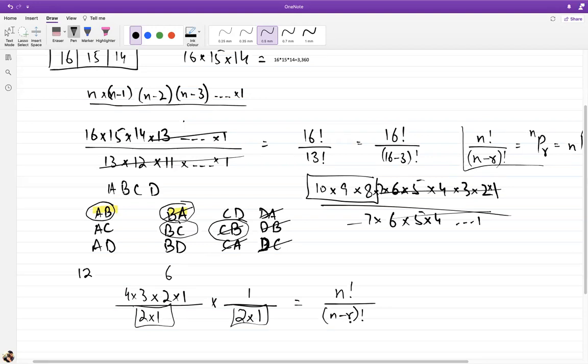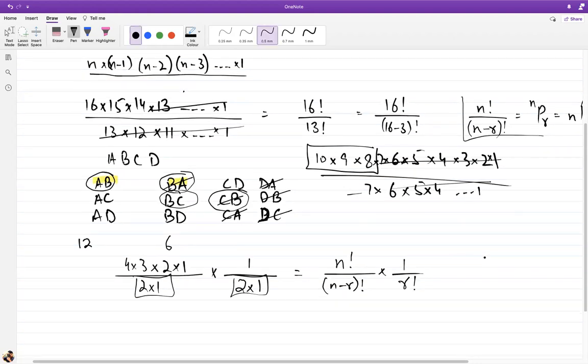Order matters. But if suddenly the order stops mattering, then you have 1 over r factorial repetitions. There are r factorial things that you will have to reduce it with so that you don't have any repetitions. I can write it like this: n factorial over n minus r factorial, the things that you don't pick up, and r factorial, the things that actually repeat.